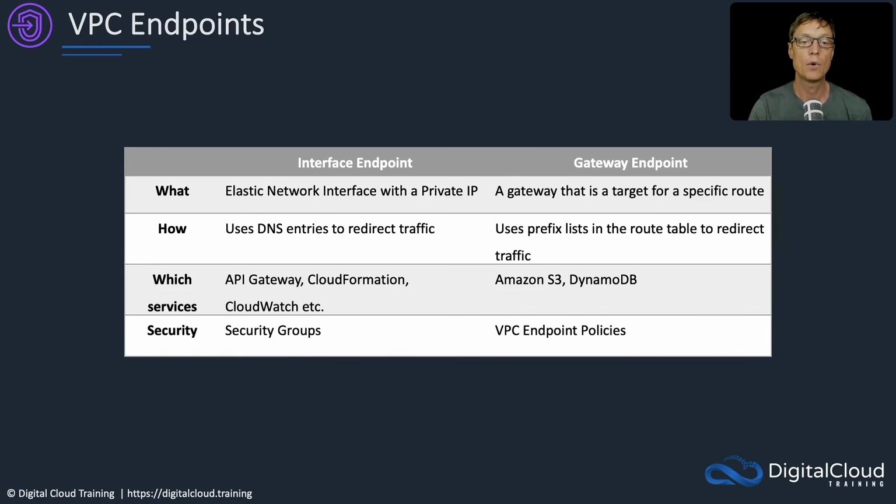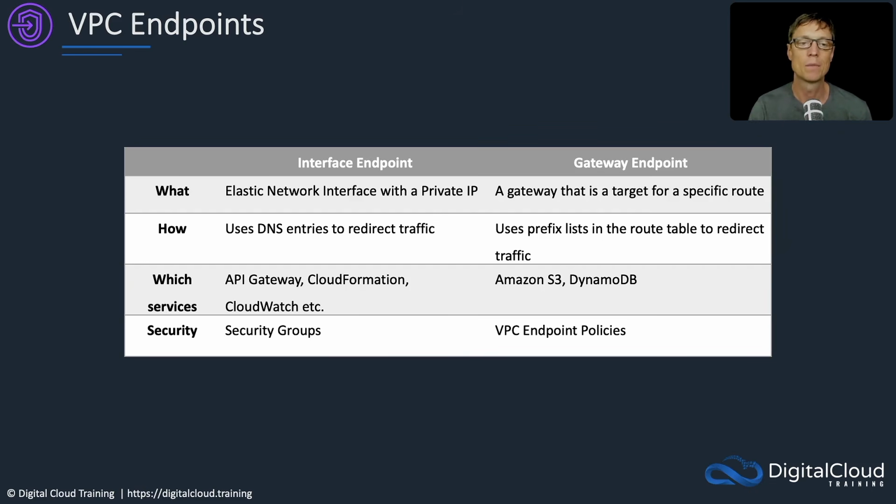So let's just recap the differences. With the interface endpoint, you've got an elastic network interface with a private IP. With a gateway endpoint, you have a target in your route table for the gateway. So interface endpoints will use DNS entries to redirect traffic, whereas gateway endpoints use the prefix list in the route table to redirect traffic. Now, what services? Well, there are quite a few with an interface endpoint. API Gateway, CloudFormation, and CloudWatch are just a few examples. Lots of the public services can be accessed via an interface endpoint. But a gateway endpoint is restricted to Amazon S3 and DynamoDB only. With an interface endpoint, you use security groups to control traffic, whereas with a gateway endpoint, you can use VPC endpoint policies.